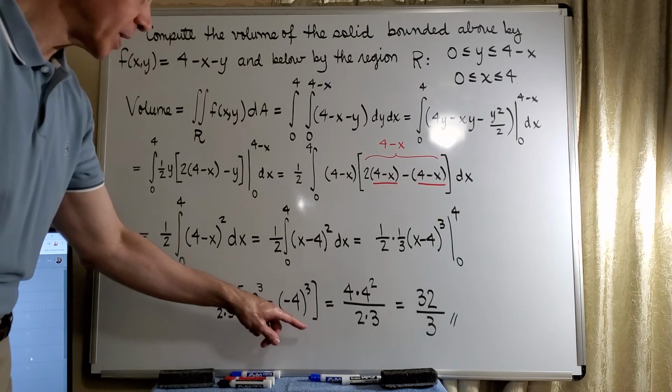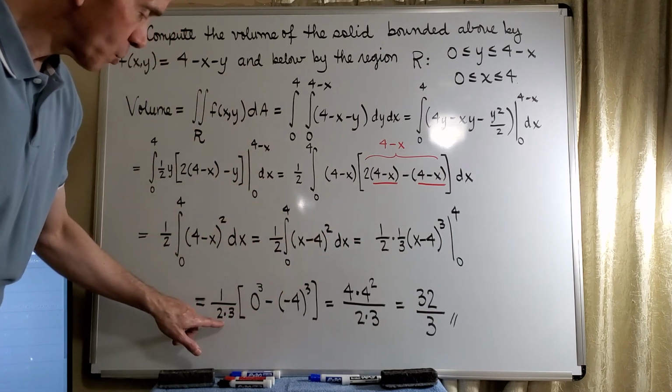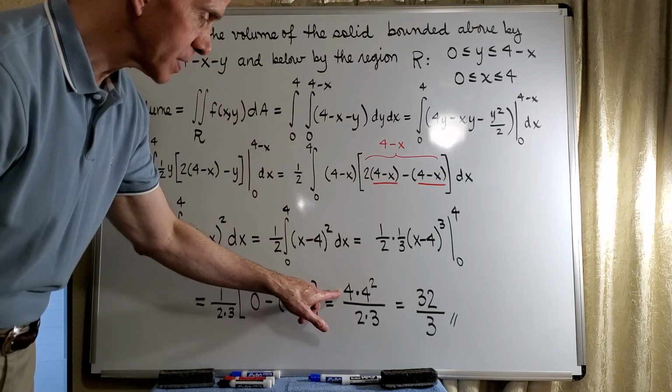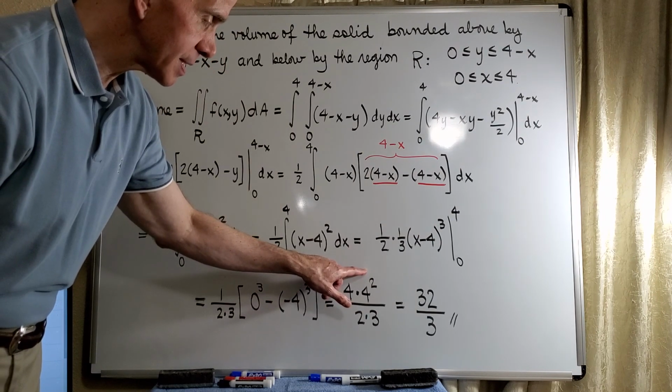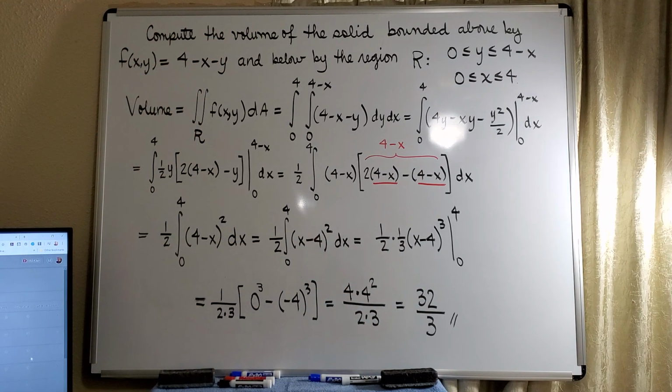And so now we notice here, this is just basically 4 times 4 squared. Since we have a 2 downstairs, the 2 will absorb into the 4 to give us a 2. 2 times the 16 is 32. And so the volume of our triangular solid is 32 over 3 cubic units. And we are done.